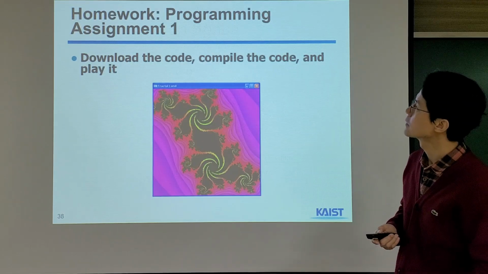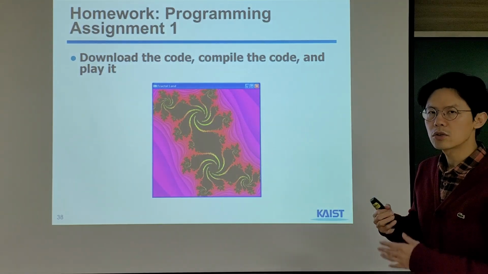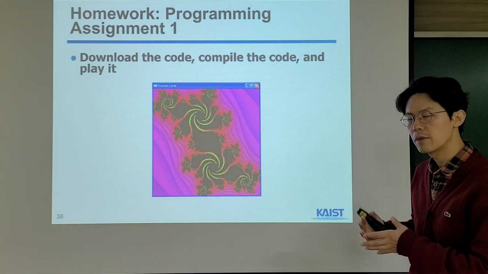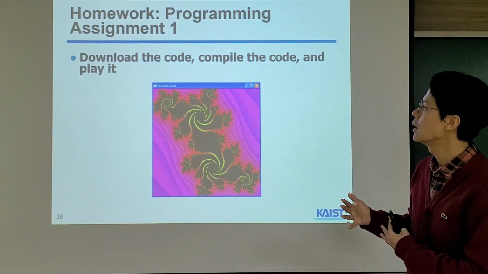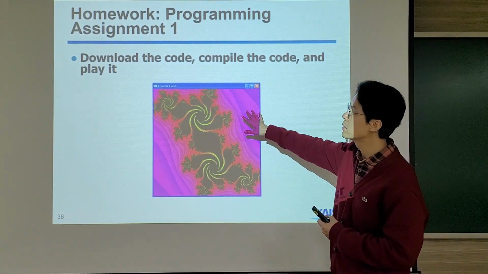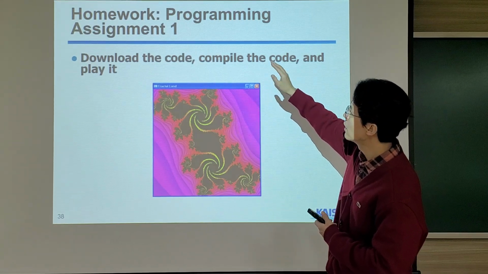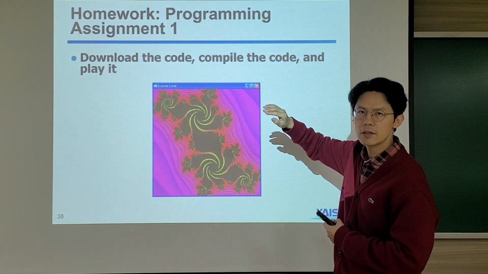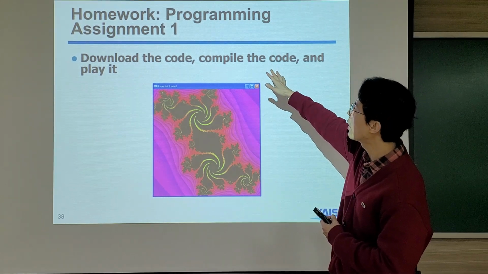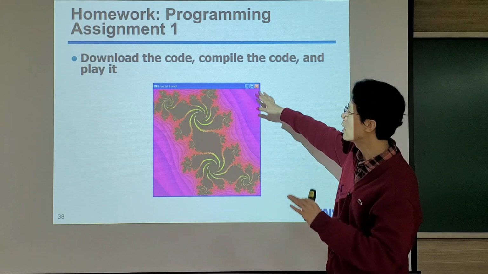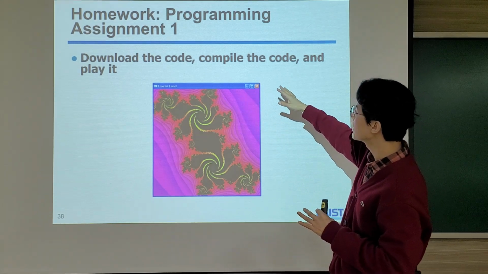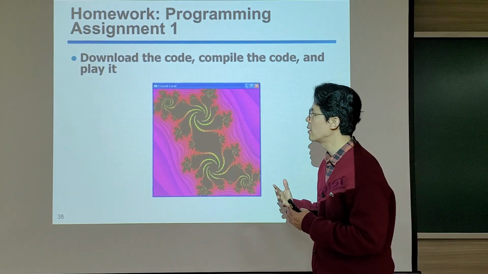That's it. So I talked about the base OpenGL structure, a little bit about OpenGL. Also, I talked about the Julia set, and now I'm actually giving the first programming assignment. I found that the TA already uploaded the spec of PA1. You can just download the spec, look at this one, download the code, compile, link, and play with it.